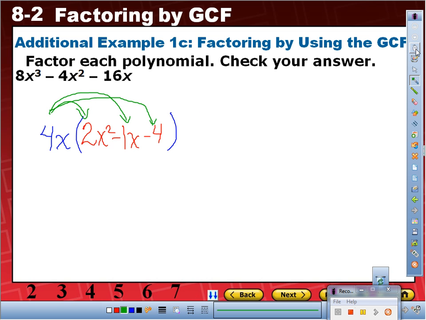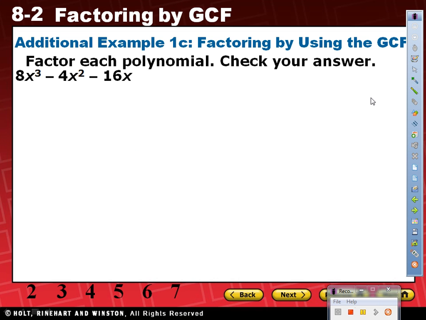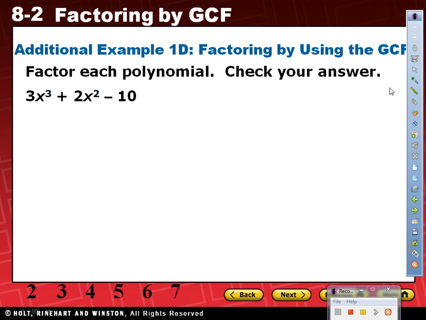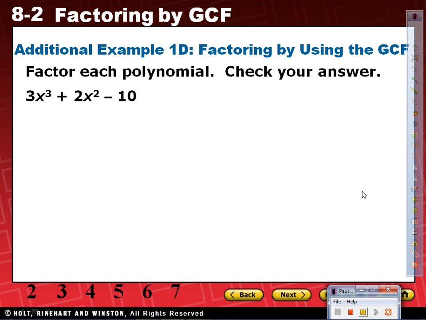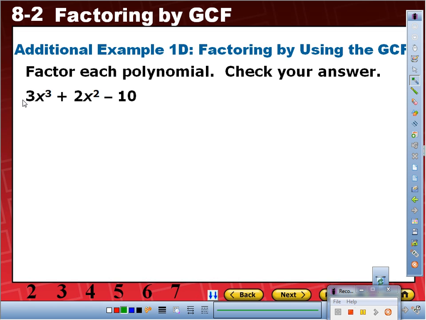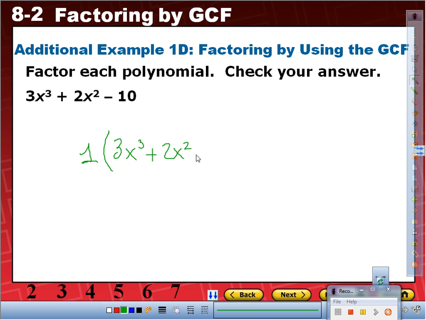Copy this one down. Example 1C. 1D, my bad, 1D. See if you get that one by yourself. All right, let's see. What number divides into the first, second, and third term? 1. Do all three have a variable? No, so we're done. So then we just write 1 times 3x cubed plus 2x squared minus 10. And we're done.